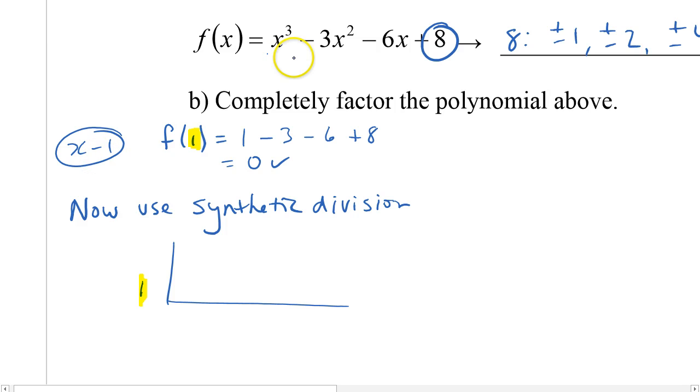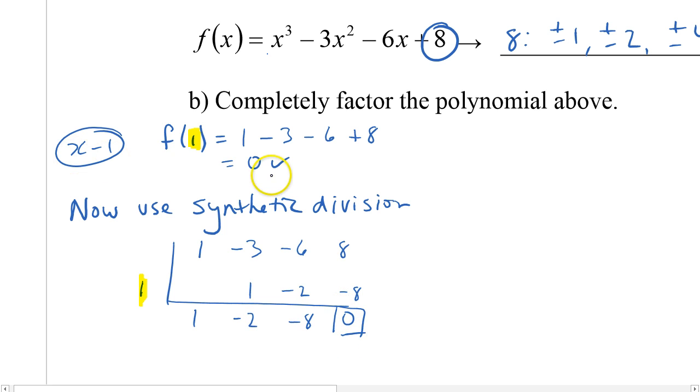So over here I'm looking at this in synthetic form. I just put the coefficients 1, minus 3, minus 6, and plus 8. And remember, this just drops down. 1 times 1 is 1. Negative 3 plus 1 is negative 2. Times 1 is negative 2. So here I get a negative 8. The negative 8 comes up there and I get a 0.